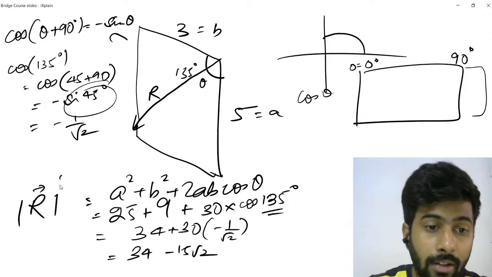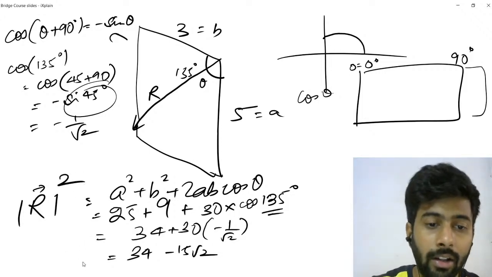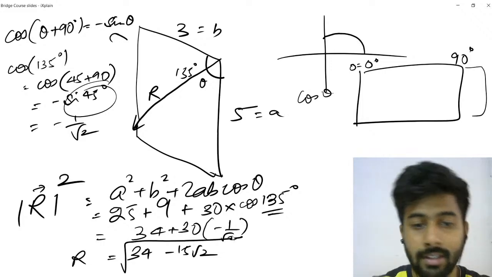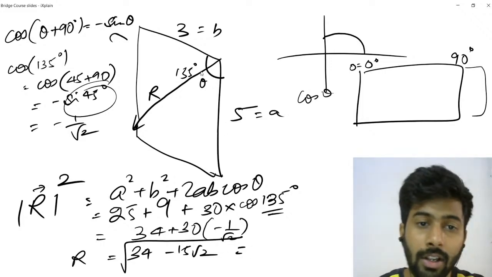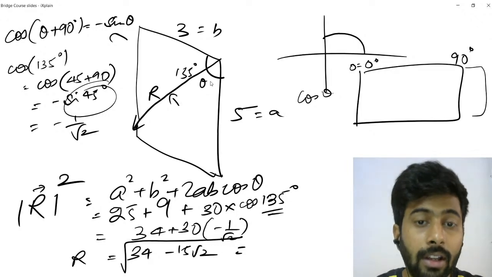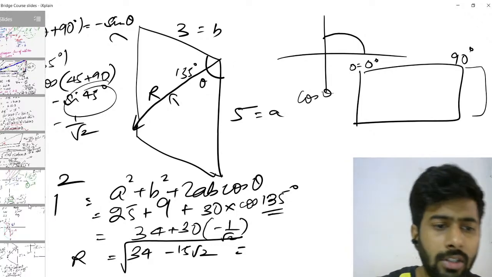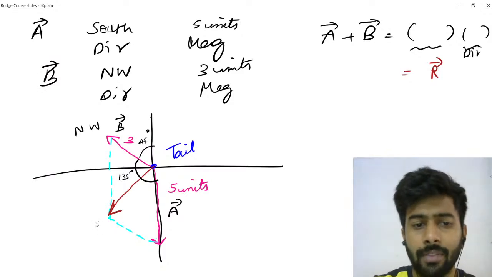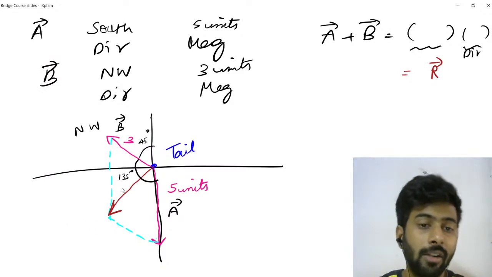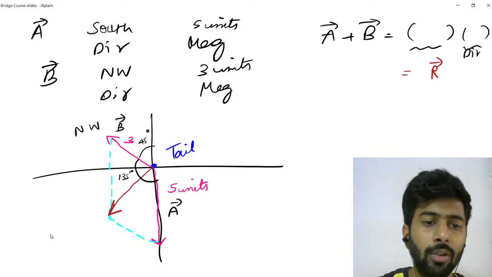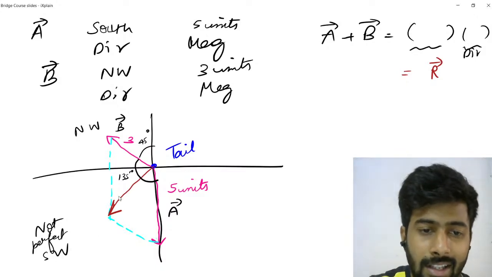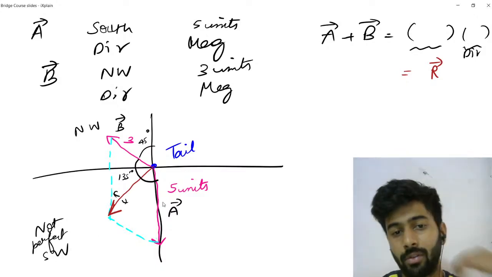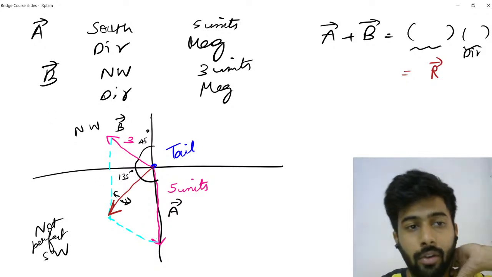This is your R square, not R. So R is going to be the square root of this. So you got the length of the vector. You can do this calculation. And if you want the direction, first of all, you can clearly see it in front of your eyes right now. It's not perfectly southwest. It will be tilted slightly down from southwest.